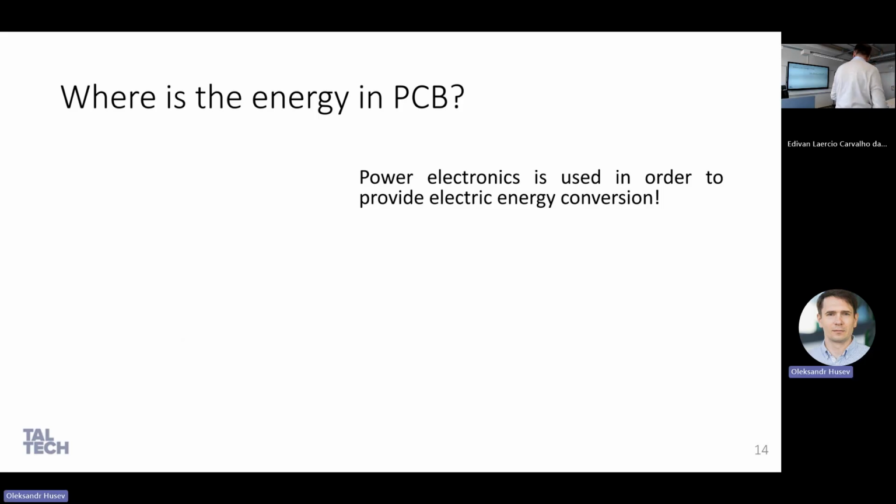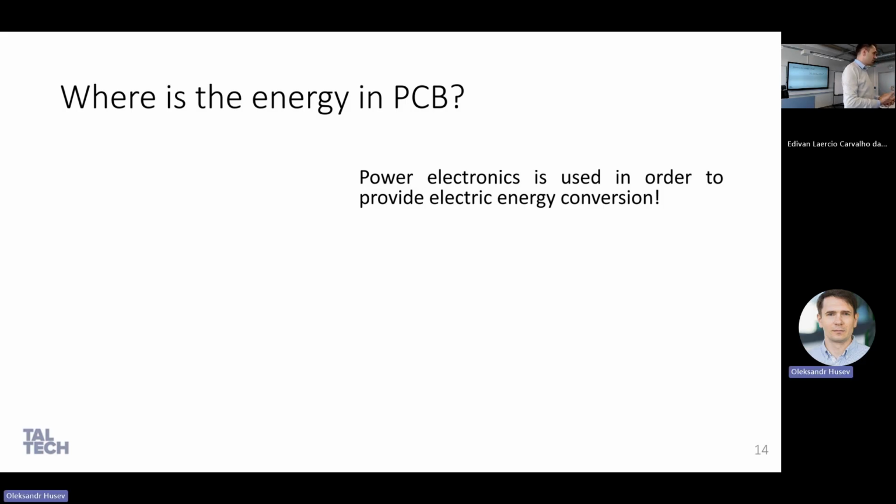And the question is, where is energy in PCB? Look, what does it mean? Power electronics, and PCB represents power electronics. Energy comes in, comes out. Is it present in PCB or not? It's there. It's present in the PCB.